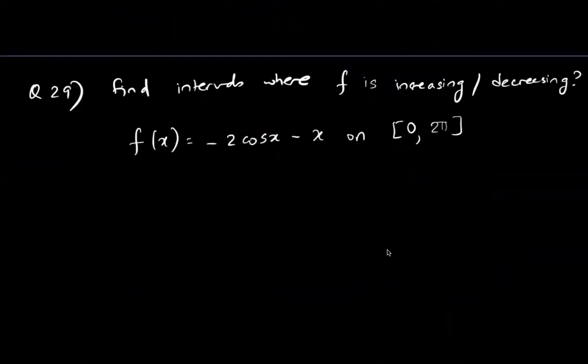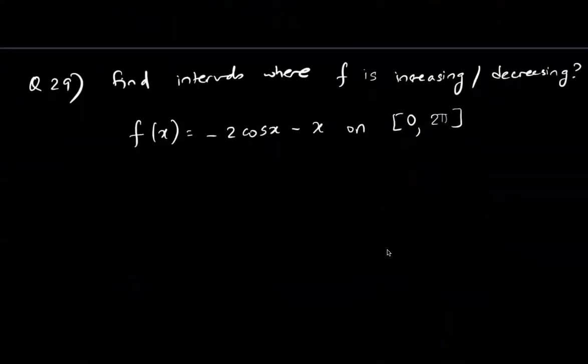Okay. Next one. The question is asking you to find the intervals where f is increasing and decreasing. So to do that, we are going to do the following. The graph is restricted to the domain 0 to 2 pi, so keep that in mind. So I take the first derivative. The first derivative will be 2 sine x minus 1, correct?